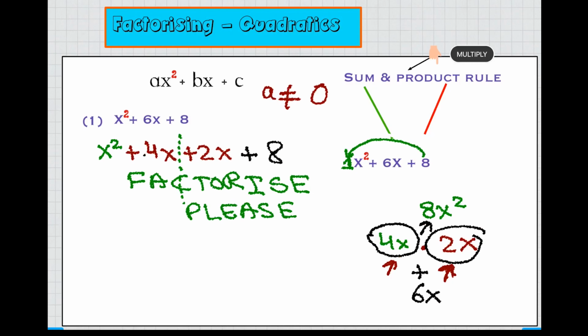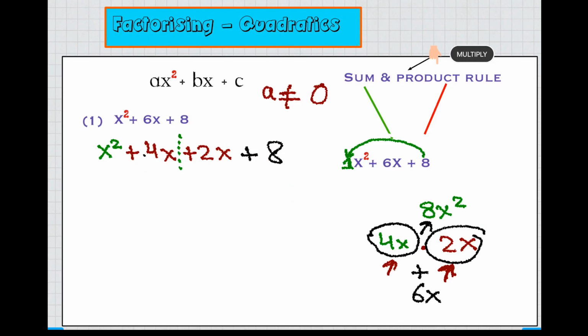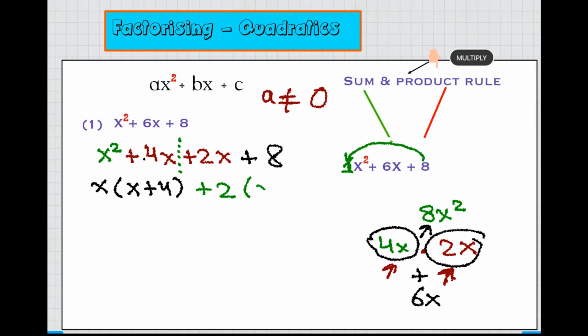So we need to now factorize these two expressions separately. We can factorize it just like we learned so far. So x is the highest common factor between these two terms, so I can write it x into x plus 4. Then in the next one, 2 is the common factor in these two terms, 2x and 8, and write it, that gives us x plus 4.